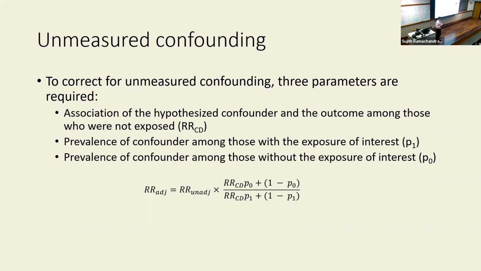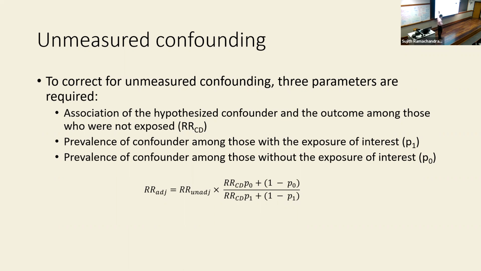In order to correct for unmeasured confounding using QBA, you need to have 3 parameters. The first one is the association of the hypothesized confounder and the outcome among individuals who were not exposed in your study. We are calling that the risk ratio CD, meaning relationship between confounder and disease. And then you also need the prevalence of confounder among those with the exposure of interest and the prevalence of confounder among those without the exposure of interest. When you know those three things, you can simply plug it into this formula, and the observed risk ratio can be converted to an adjusted risk ratio using this formula. And there's also a worksheet that can help you do this if you don't want to do that math yourself.